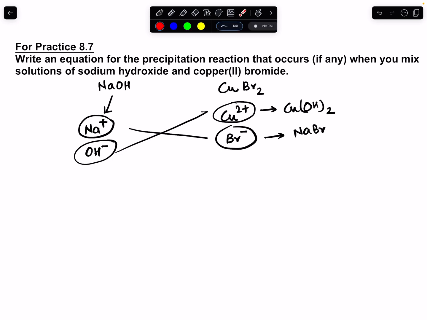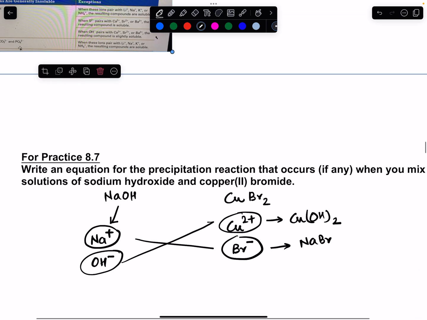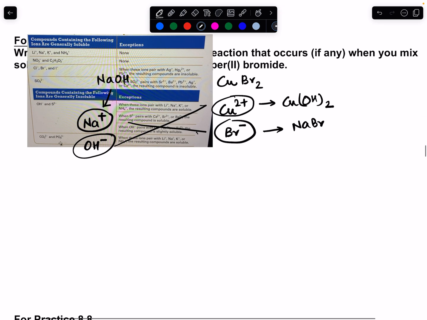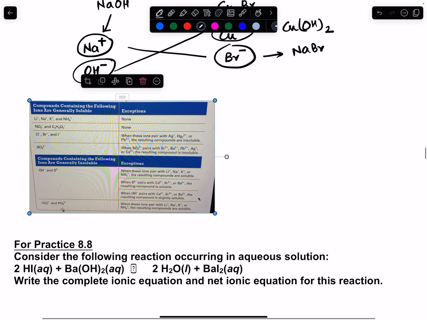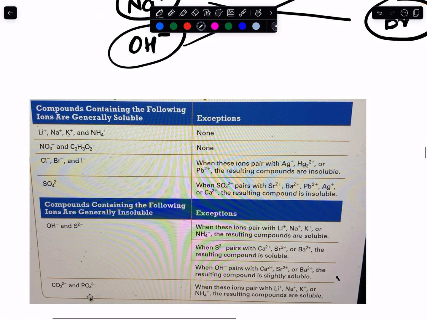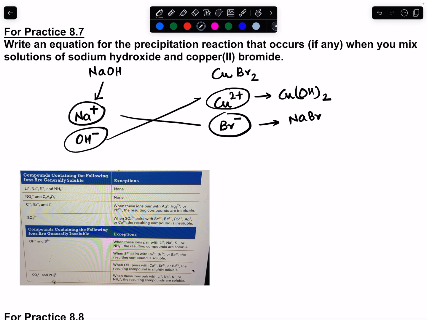Now let's go ahead and look at our precipitation reaction table, and see if we can predict the solubility of this and this. Okay, so I have the table out here. I'm just going to copy it, just bring it down here. All right, now I'm just going to zoom in a little bit so we can look at this. Okay, so we have NaOH, or anything with an Na+ is always soluble. There are no exceptions. So therefore, NaBr is soluble. But how about Cu(OH)2?